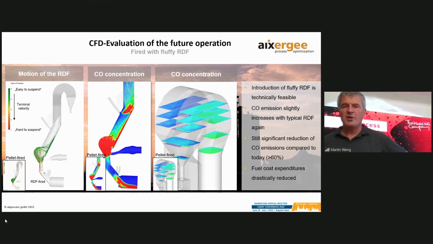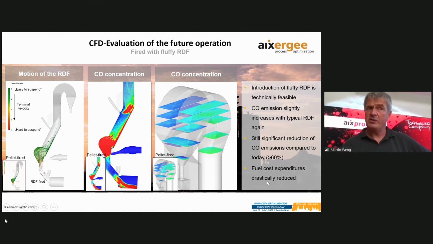What happens with a fluffy RDF, which is even harder to combust? Again, we see that it's technically feasible. CO emission slightly increases compared to the pelletized RDF, but still there is a significant reduction of CO emissions by 60%. And that will mean the fuel cost expenditures are drastically reduced, because you can use the cheap RDF fuel compared to the pelletized and tailored fuel.